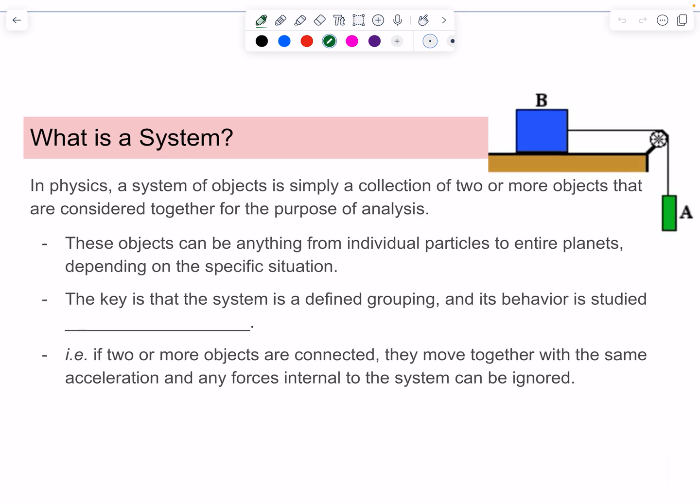So in physics, a system of objects is simply a collection of two or more objects that are considered together for the purpose of analysis. So these objects can be anything from individual particles to entire planets. It all depends on the situation, right?